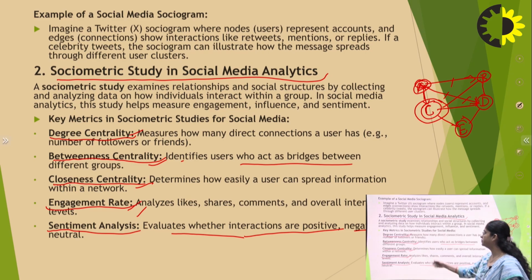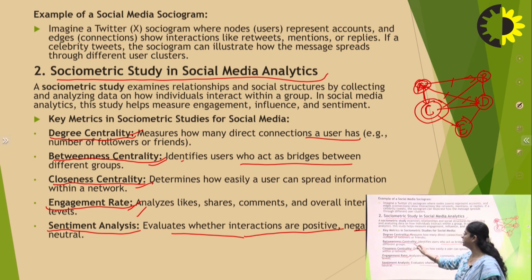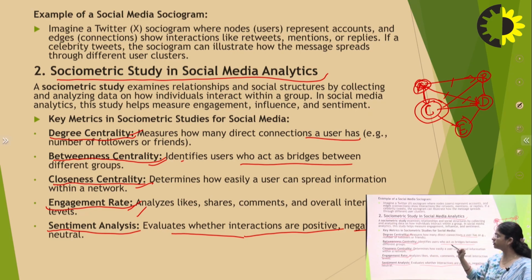Degree centrality measures how many direct connections a user has. Betweenness tells who is the bridge between the different connections, and closeness determines how easily a user can spread information. Engagement rate analyzes the likes, shares and comments, and sentiment shows whether the overall interaction is positive, negative or neutral.